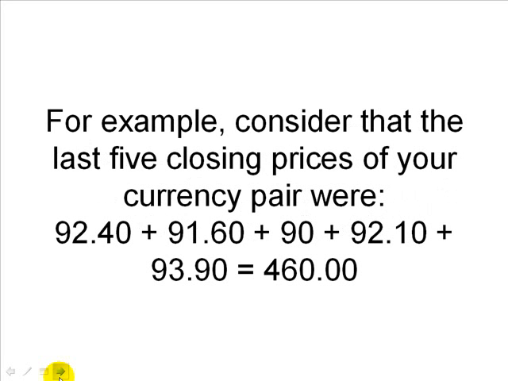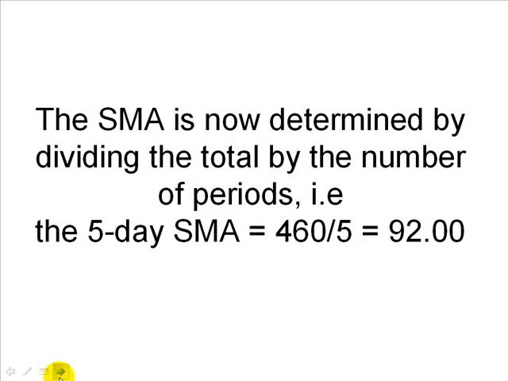For example, consider that the last 5 closing prices of your currency pair were 92.40 plus 91.60 plus 90 plus 92.10 plus 93.90 equals 460. The SMA is now determined by dividing the total by the number of periods. That is, the 5-day SMA equals 460 divided by 5 equals 92.